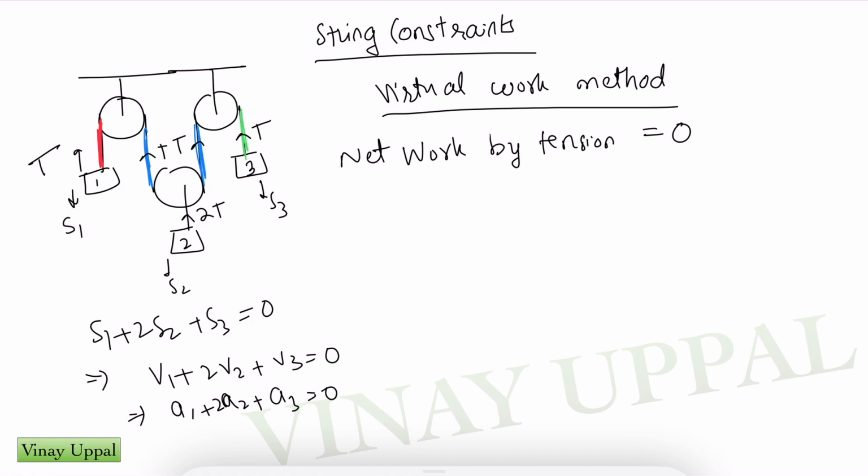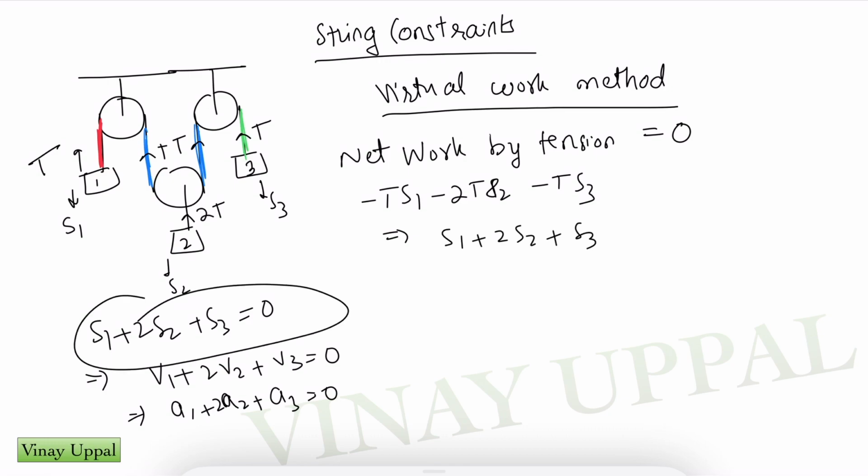So these are the tensions on 1, 2 and 3, and therefore the work done on block 1 would be minus T S1, work done on block 2 would be minus 2T S2, and work done on block 3 would be minus T S3. The negative sign is because the tension and the displacement are in opposite directions. So I'll get the same relation that we got earlier, the net work should be 0. So this is the virtual work method.